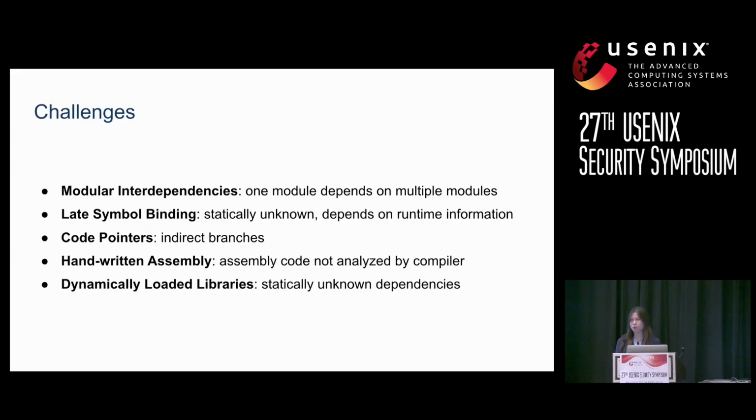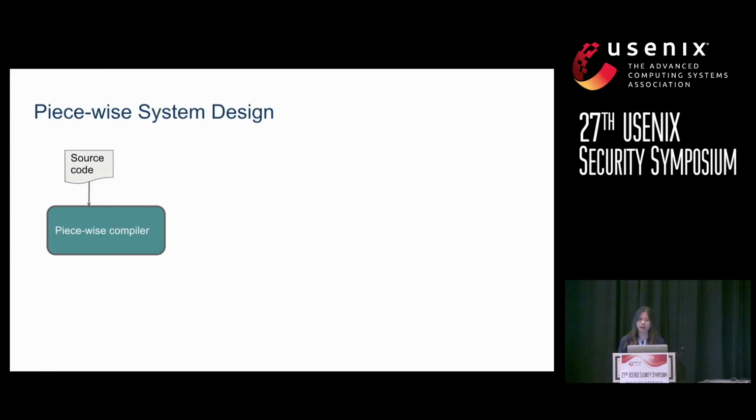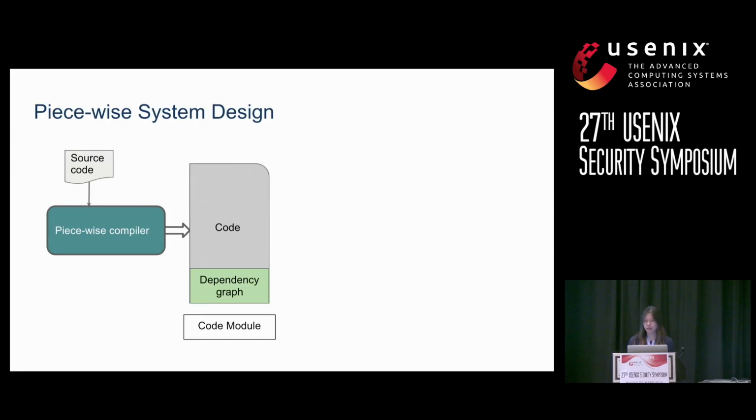So that also requires special handling. So at the higher level, our system works as follows. The first component, the piece-wise compiler, takes the source code of the code module, analyzes it, and then it produces a dependency graph.